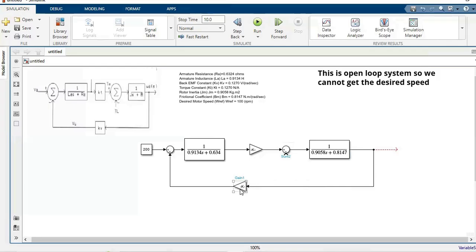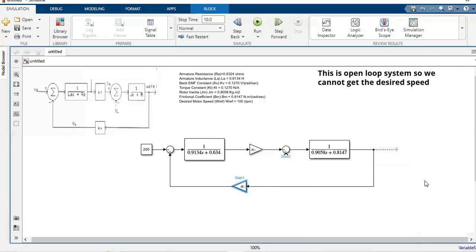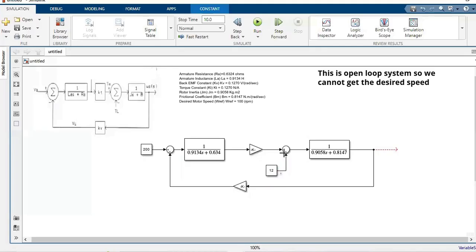The back EMF constant is given, which is also the same as the torque constant, 0.127. So we can have the same value, and we need to have the load torque. Let us have the load torque as, for example, initially 12 Newton meter.